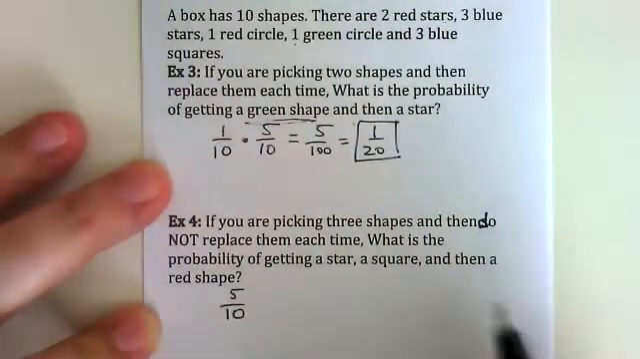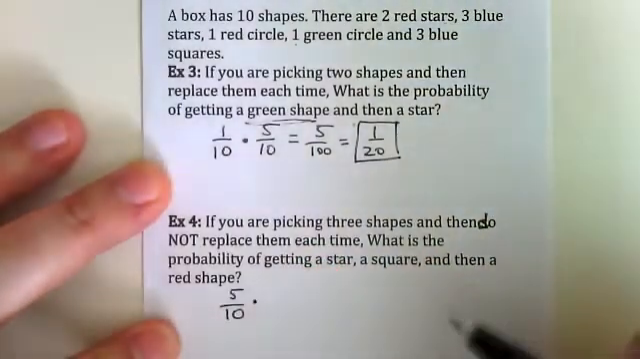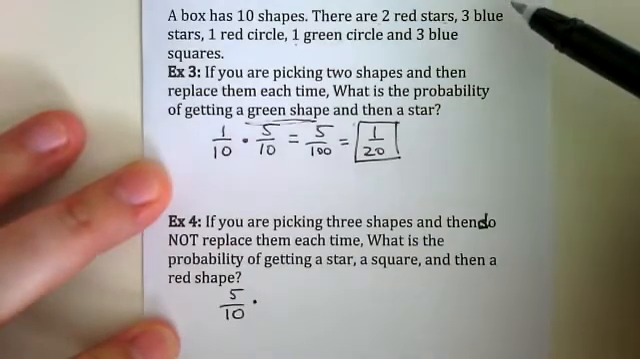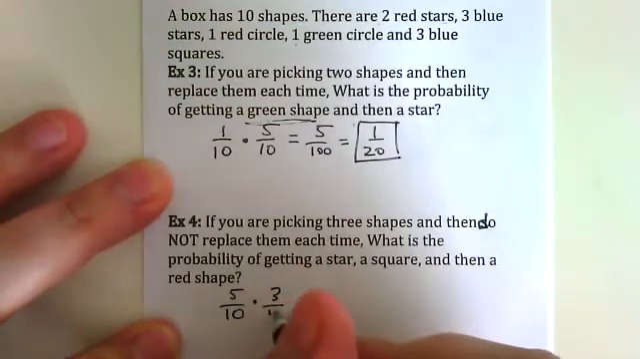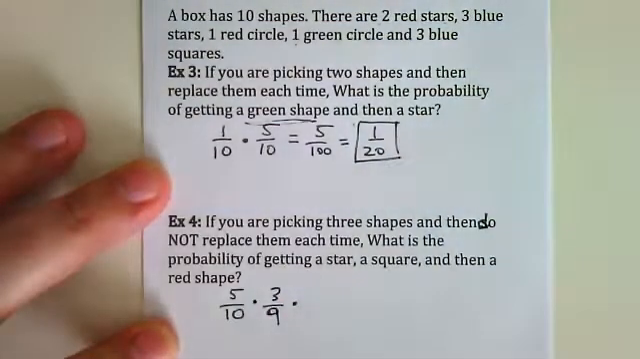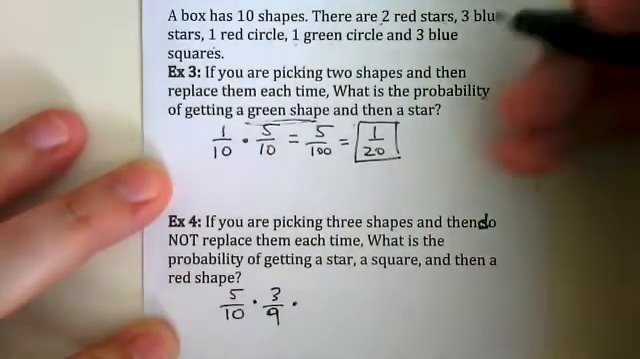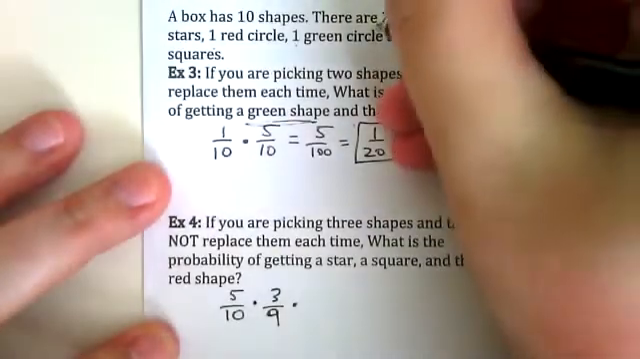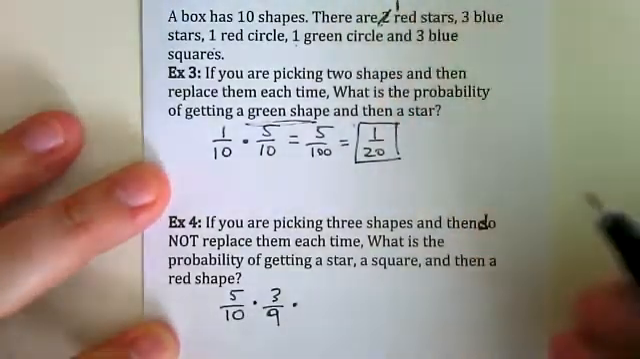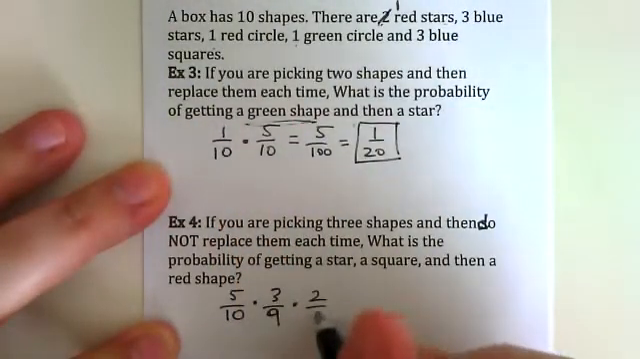Okay, and then I want a square. So my square is going to be, there are 3 squares. And my total is going to go down by 1. Okay, and then a red shape. So I've got 2 red stars and 1 red circle. So for this one, remember, we took out a star and we didn't replace it. So the 2 here goes down to 1. So I've got 1 red star and I've got 1 red circle. So I've got 2 out of 8 here.